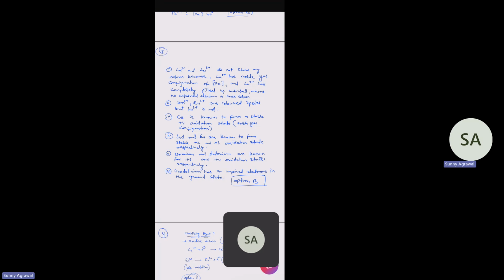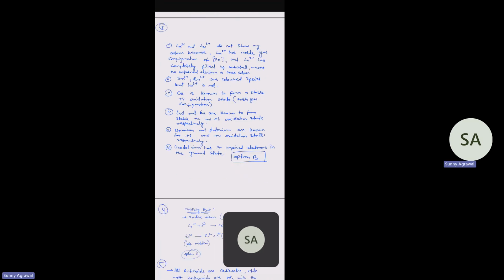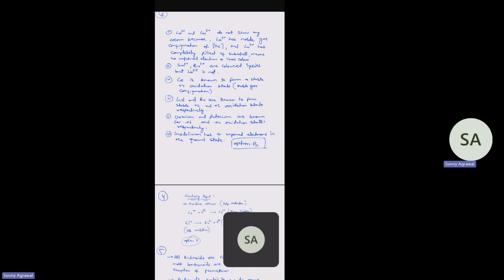Gd and Eu form stable +4 oxidation state. It is a false statement. Gd and Eu are known to form +2 and +3 as stable oxidation states. The highest possible oxidation states of uranium and plutonium are +6 and +4 respectively. So it is a correct statement. Gadolinium has 7 unpaired electrons with 8. Okay. It is a correct statement.